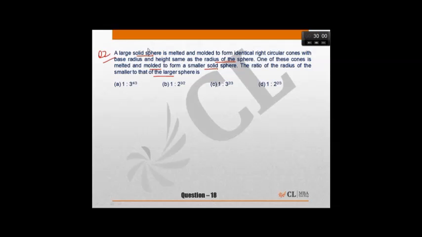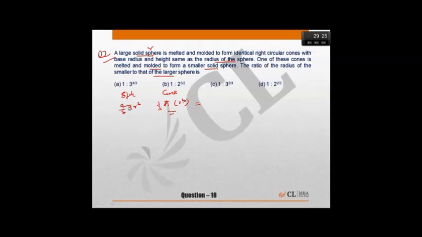A large solid sphere is melted and molded to form right circular cones. Okay, let me assume the radius of the sphere to be R. So the volume of this is 4 by 3 pi R cube. It is molded to form identical right circular cones, so the volume will be 1 by 3 pi R square, but the height is also equal to the radius, so R cube. This is the sphere and this is the cone. One of these cones is melted and formed a smaller sphere.